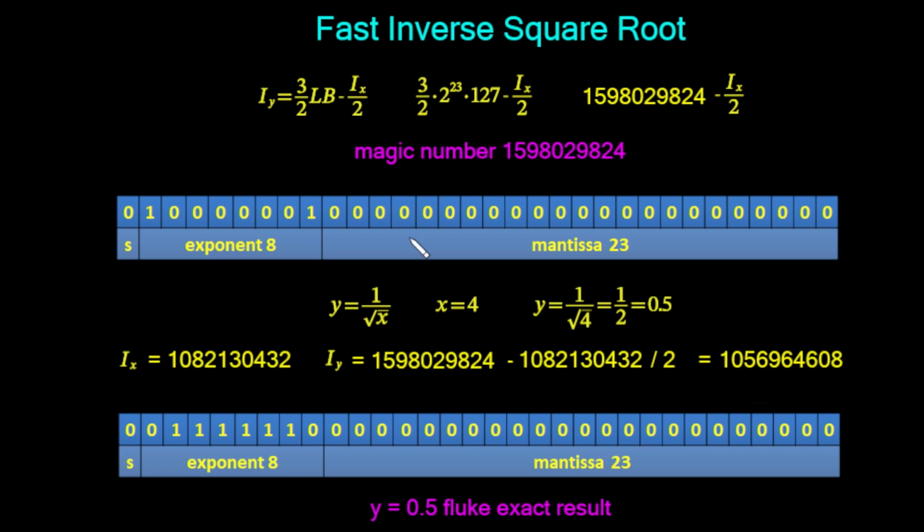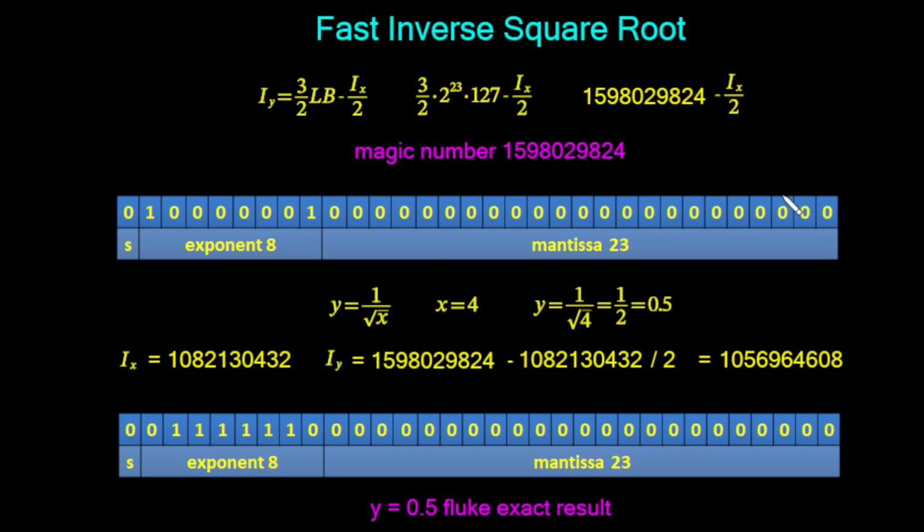So let's say we're looking at the number 4. So this is the number 4 here in 32-bit floating point. So we can say here that y is equal to 1 upon root x, x is 4, y is 1 upon root 4, which is 1 upon 2, which is 0.5. So when we run through this little algorithm, we should get the number 0.5.